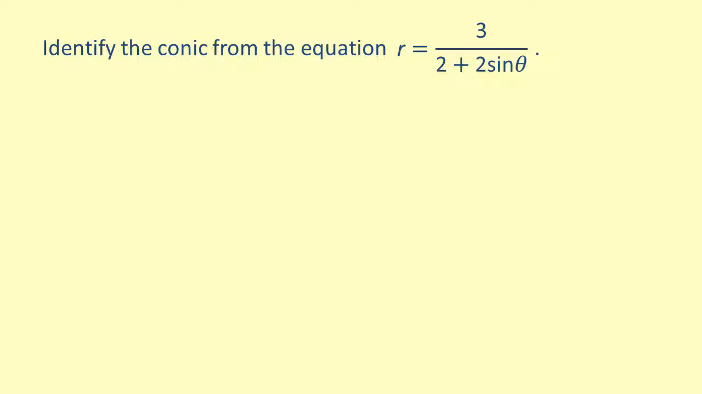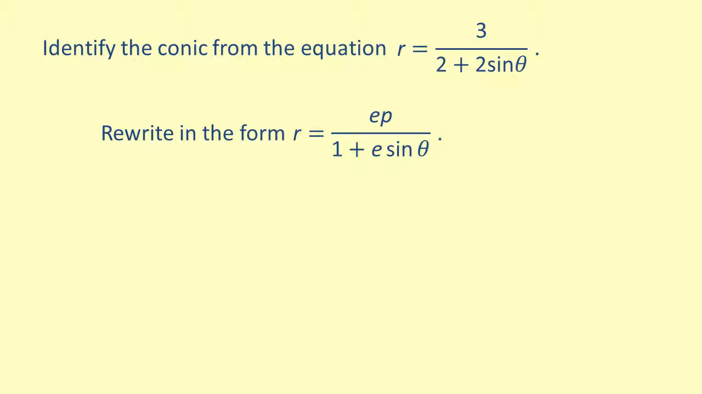Identify the conic from the equation r equals 3 divided by the quantity 2 plus 2 times sine of theta. To do this, we will rewrite the equation in the general form most closely resembling this equation, which we saw previously as r equals e times p over the quantity 1 plus e times sine of theta. Take the right side of r equals 3 over the quantity 2 plus 2 times sine of theta and divide each term in the numerator and denominator by 2. Thus, we get 3 halves over the quantity 1 plus sine of theta.